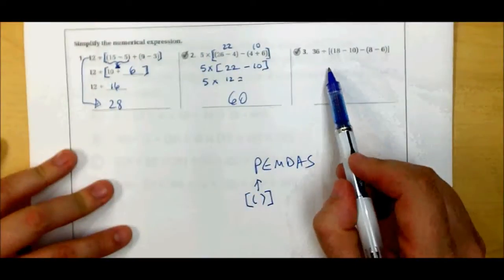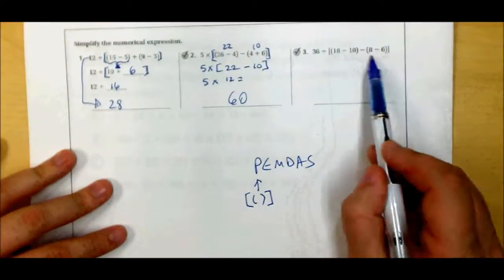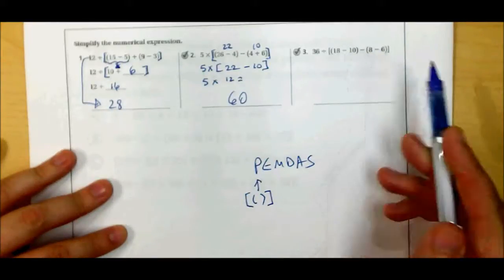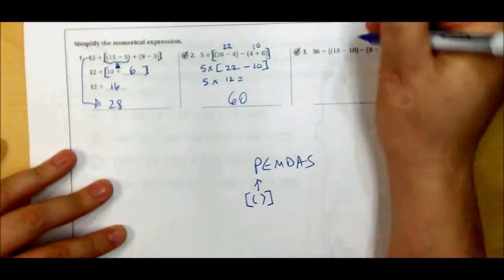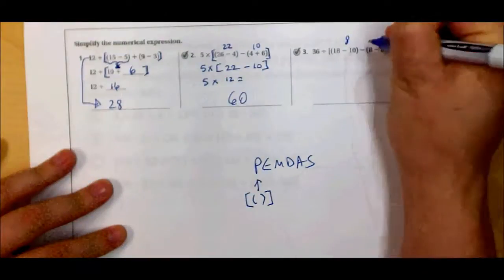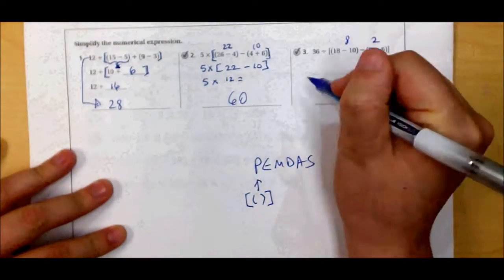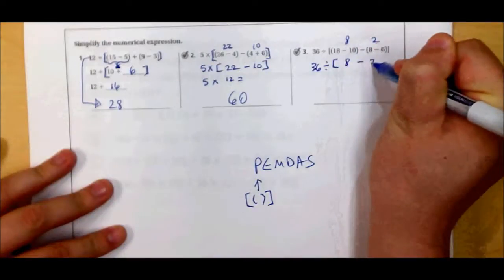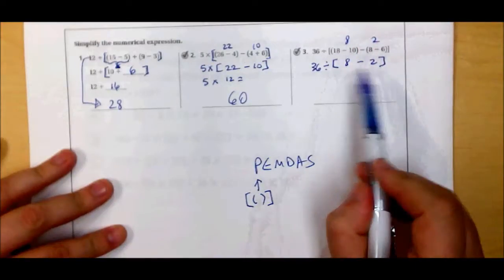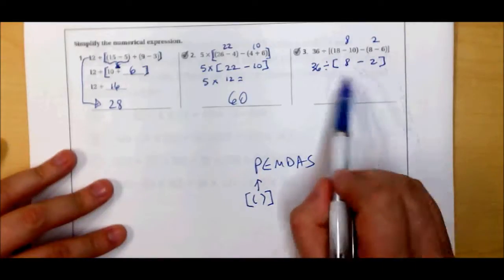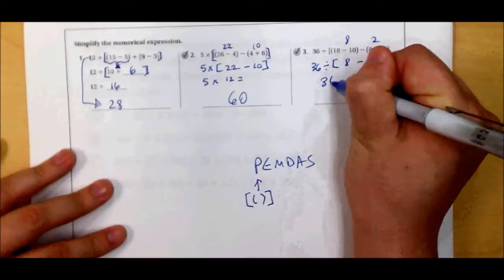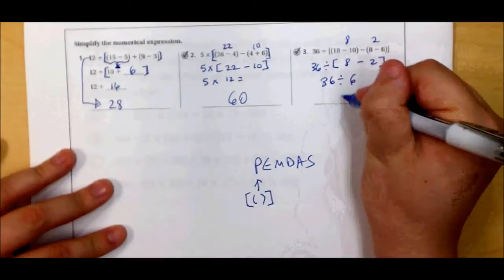For this problem, once again, I have some brackets and I have parentheses inside the brackets. So I'm going to do these parentheses first. 18 minus 10 is 8. 8 minus 6 is 2. And so this becomes 36 divided by 8 minus 2. The 8 and the 2 are in the brackets, so we simplify what's in the brackets first. And that becomes a 6. We have 36 divided by 6, and our answer is 6.